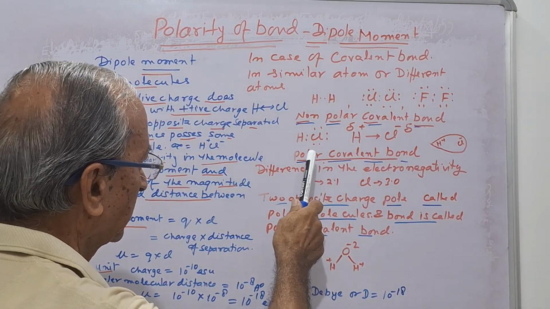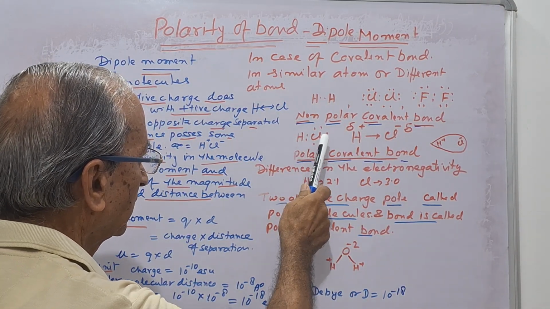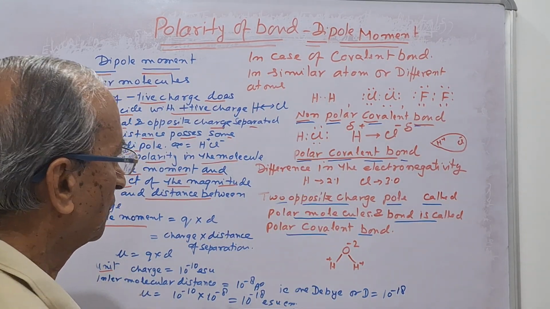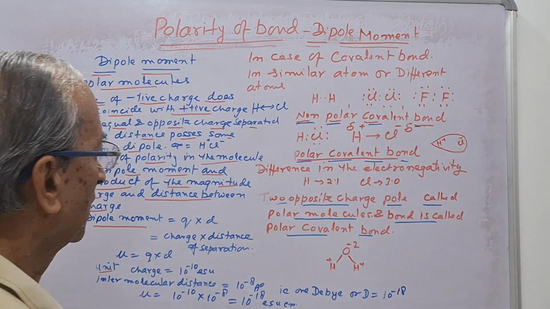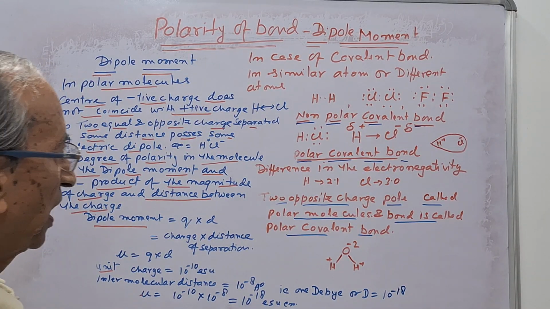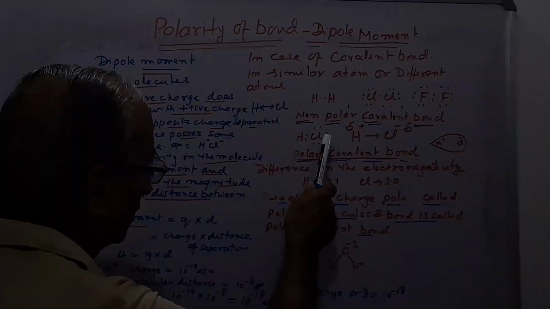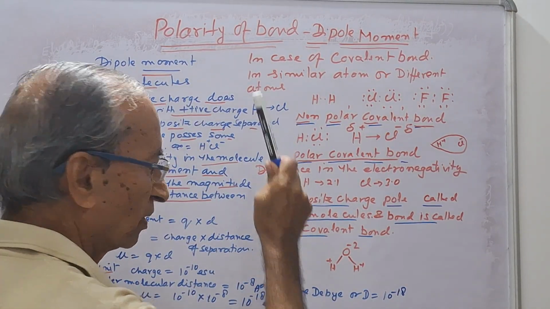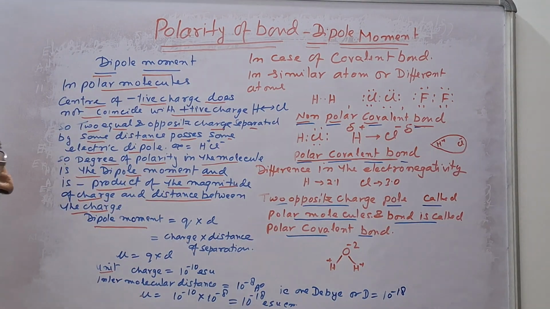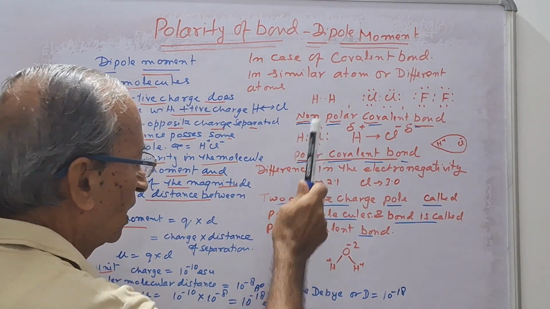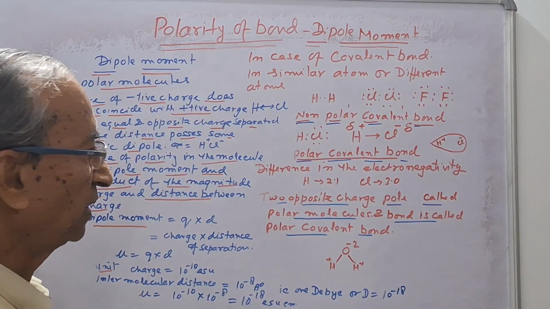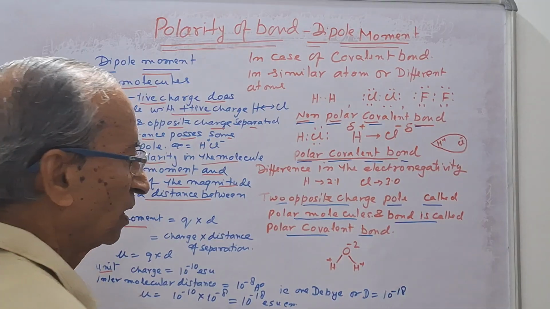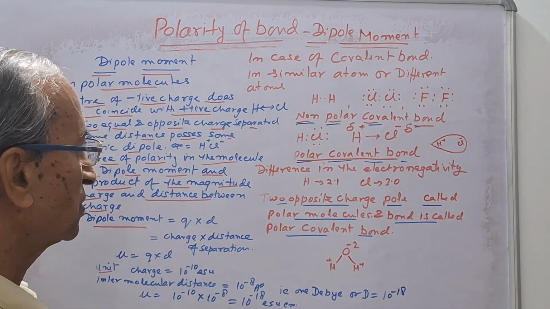Suppose here we take this example of the hydrogen and the chlorine. One electron from each they share. But in the case of hydrogen chloride, this chlorine is more electronegative as compared to the hydrogen. So there is a difference in the electronegativity of the two atoms, and the shared pair of the electron will be attracted toward the more electronegative atom.